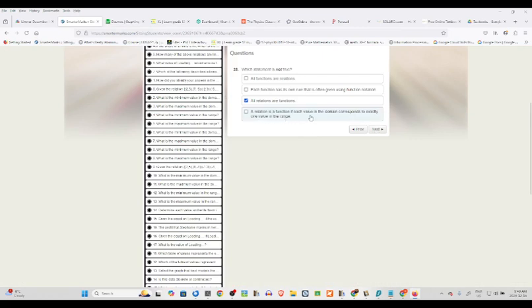And a relation is a function if each value in the domain corresponds to exactly one value in the range. That's the definition of a function. So that's true.